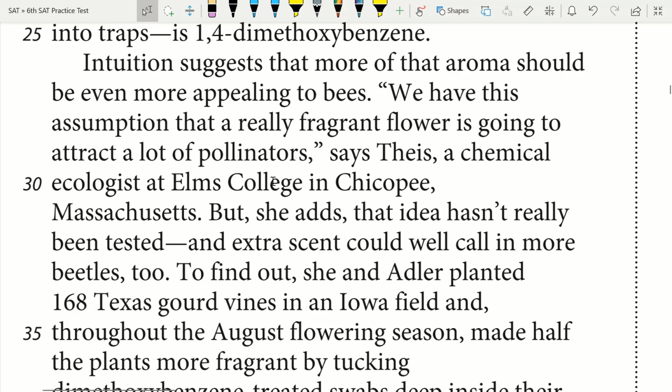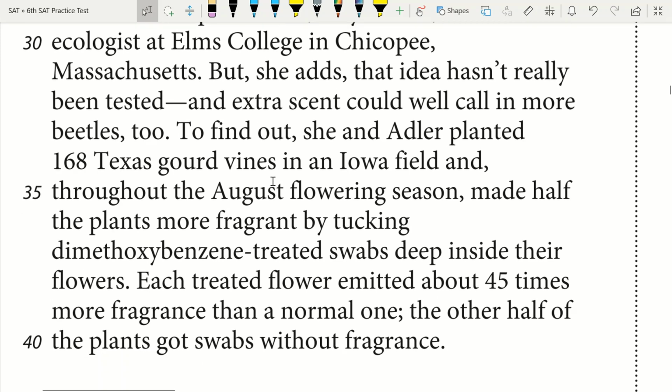We have this assumption that a really fragrant flower is going to attract a lot of pollinators, says Thies, a chemical ecologist at Elms College in Chicopee, Massachusetts. But she adds that idea hasn't really been tested, and extra scent could well call in more beetles too.